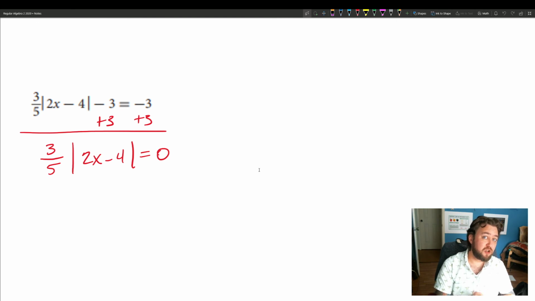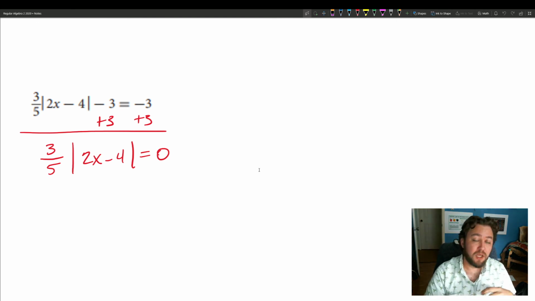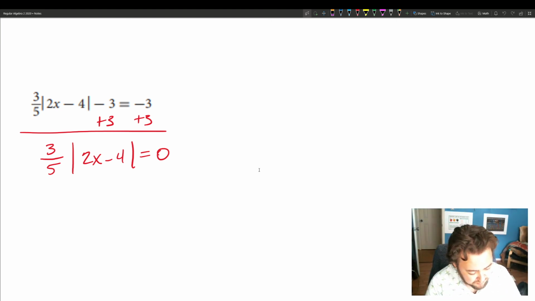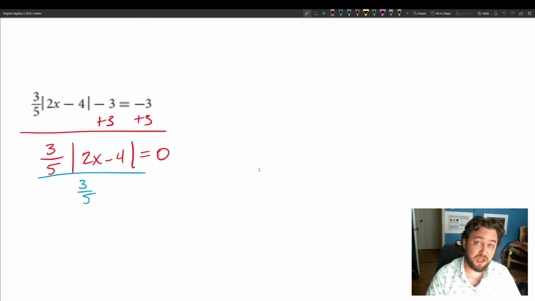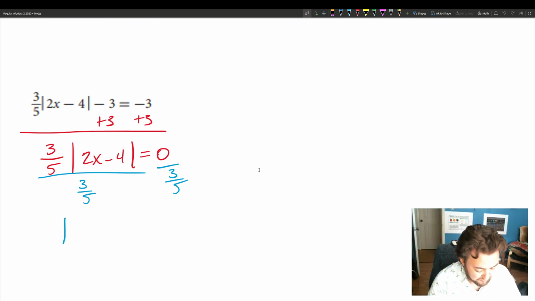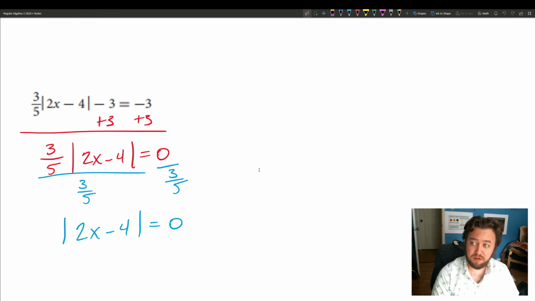That's actually super convenient. But Mr. Clark, what about the fraction? That's cool. We're just going to divide by the fraction. So let's go ahead and do that. I'm going to divide this by 3/5. 3/5 divided by 3/5 is 1. Fraction's gone. And 0 divided by 3/5 is 0. We get the absolute value of 2x minus 4 equals 0.